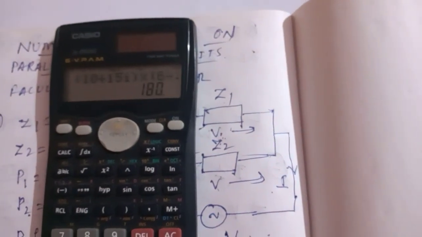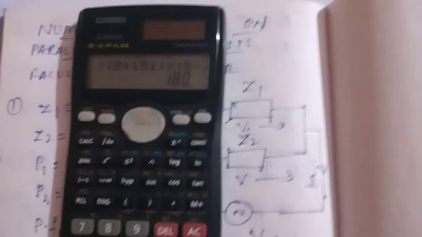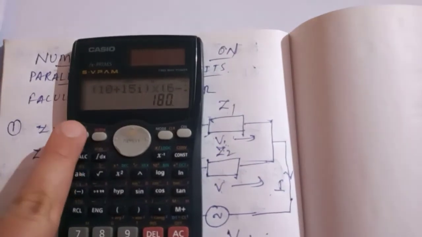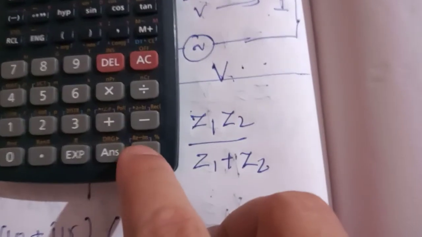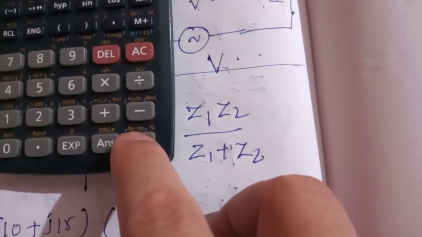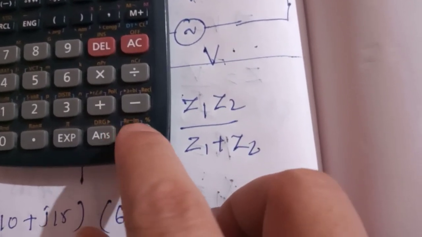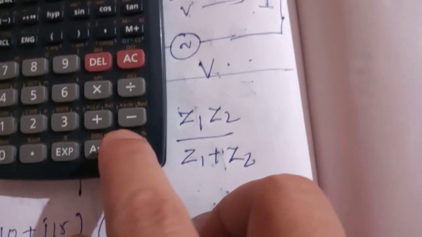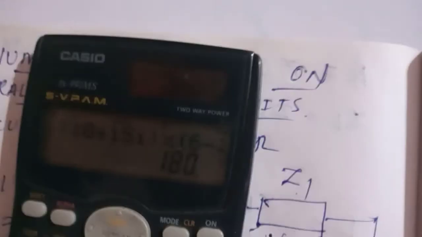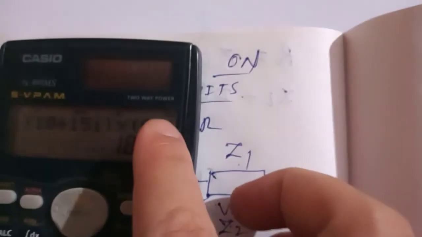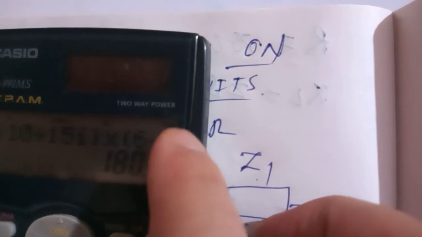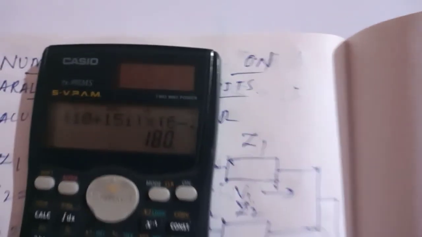What is the result? You will get 180 as the real part. If you want the imaginary part, press shift equal to, above which in mustard color you can read Re to Im, meaning real to imaginary. Here also you can observe a small Re Im indicator given.